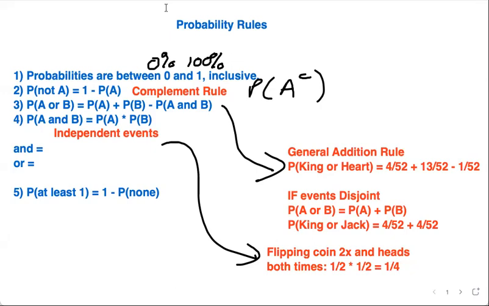If you happen to see the notation again, like for the complement rule, you might see this notation. For the word and, it's going to be the upside down U for intersection, and or is going to be for the union overall. So you might see these notations instead of and versus or. And then lastly, at least one is the 1 minus none case.